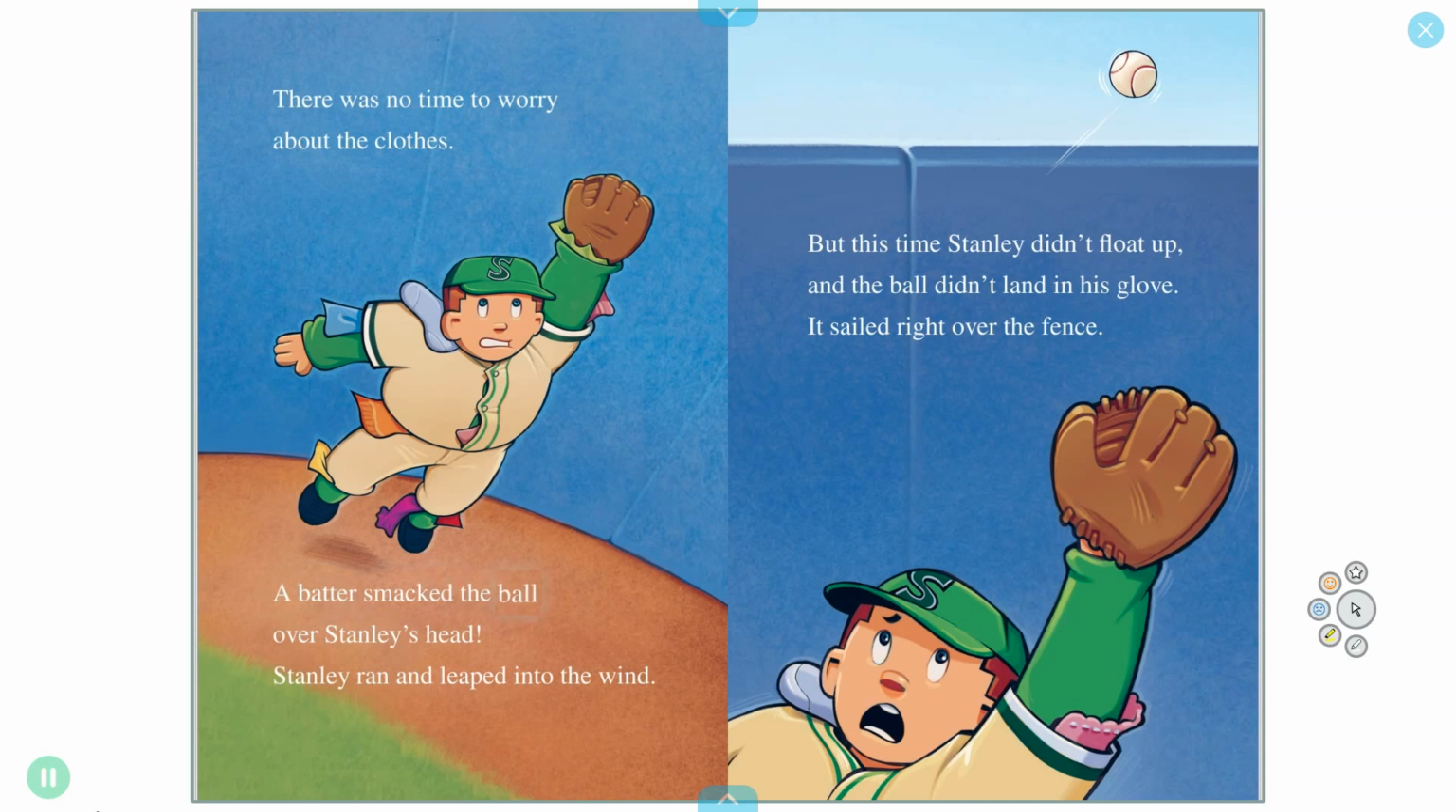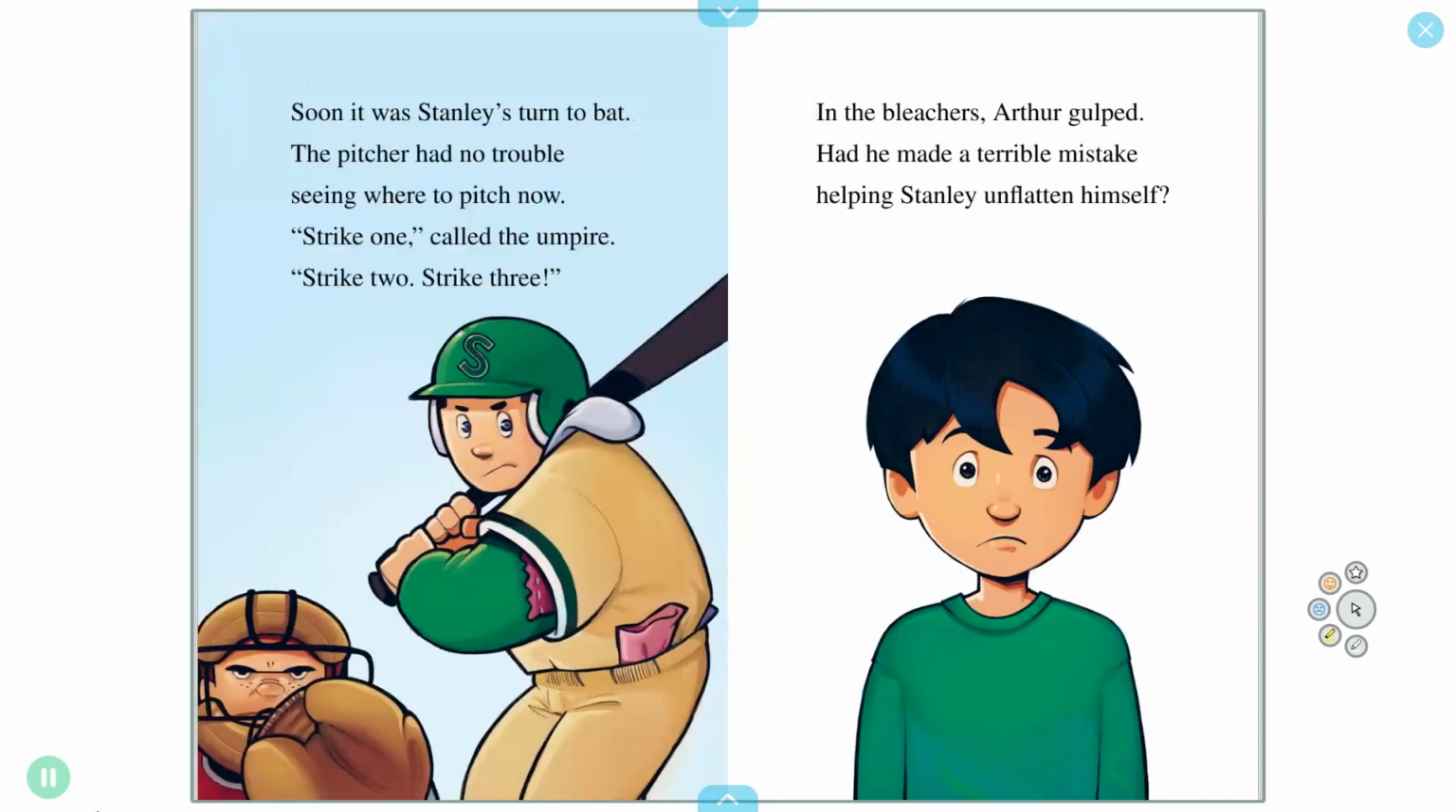A batter smacked the ball over Stanley's head. Stanley ran and leaped into the wind. But this time, Stanley didn't float up, and the ball didn't land in his glove. It sailed right over the fence. Soon, it was Stanley's turn to bat. The pitcher had no trouble seeing where to pitch now. "Strike 1," called the umpire. "Strike 2. Strike 3." In the bleachers, Arthur gulped. Had he made a terrible mistake helping Stanley unflatten himself?